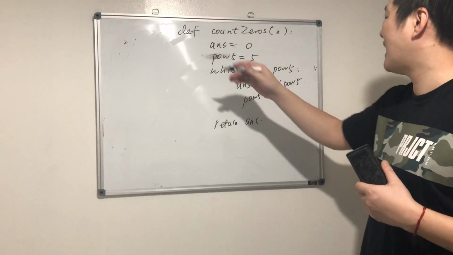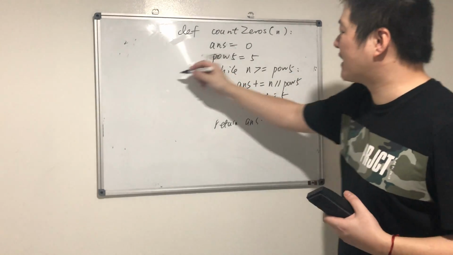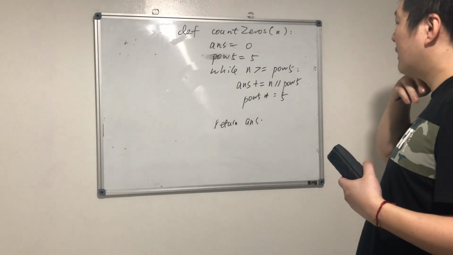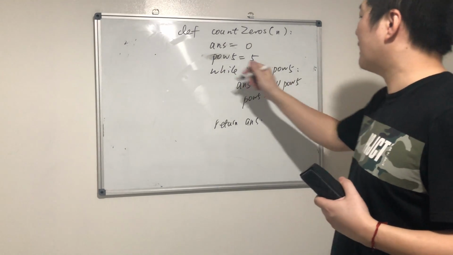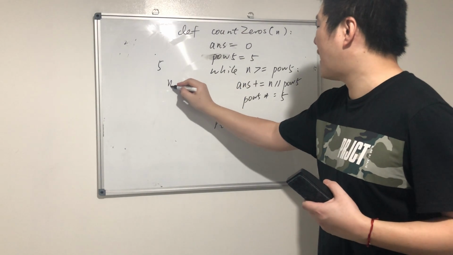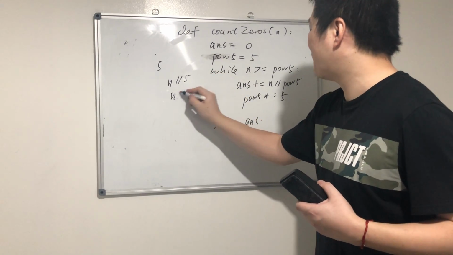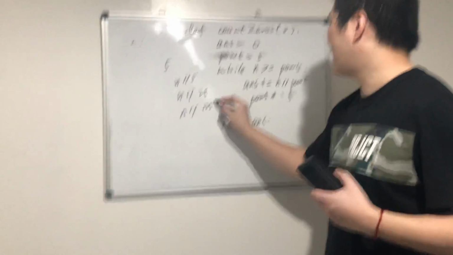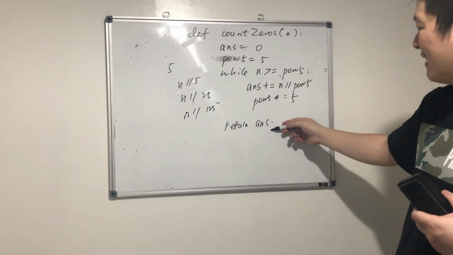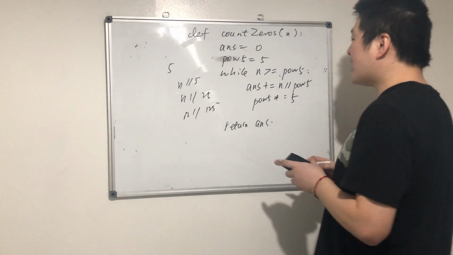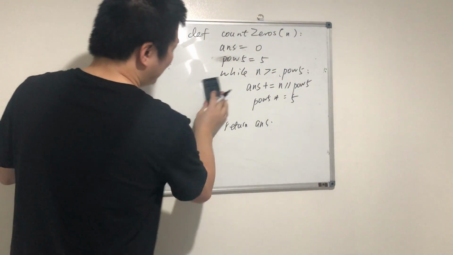So it's the same thing as before. It starts from 5, and then I add n divided by 5, and then n divided by 25, and n divided by 125. Yeah, this goes on again and again. So this complexity is better.